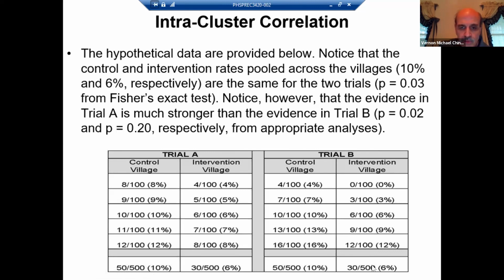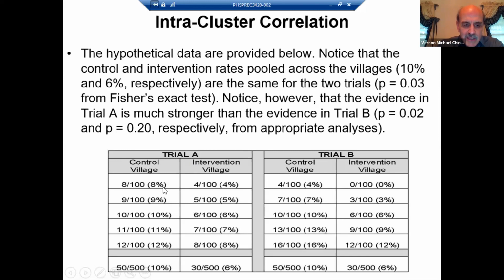Okay. So if you did a typical analysis here, like a Fisher's exact test or a chi-square test, just on 5 out of 50 versus 30 out of 50 here, and likewise 5 out of 50 versus 30 out of 50, you would get a statistically significant result. You get a p-value of 0.03 comparing 10% to 6%, regardless of which trial you were examining. However, that doesn't account for what's happening within each trial, within the villages.